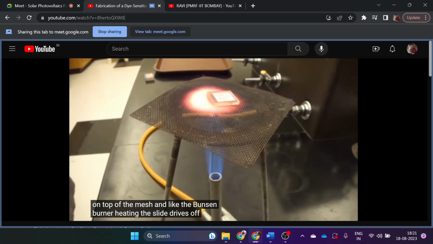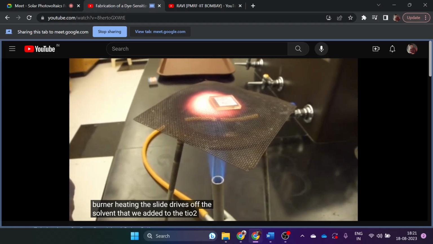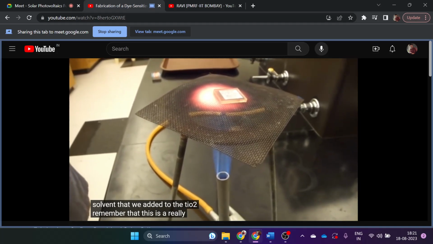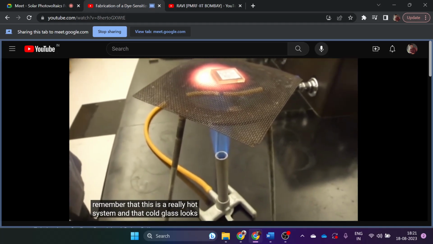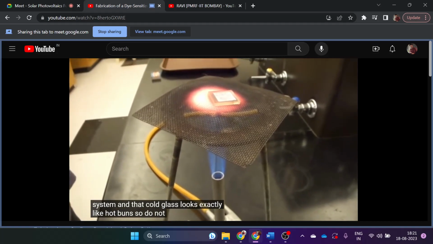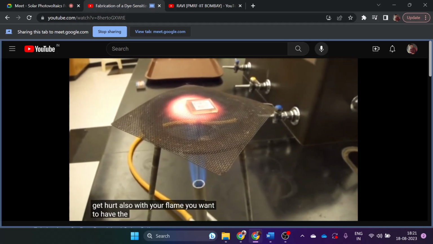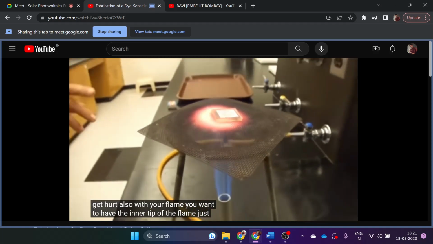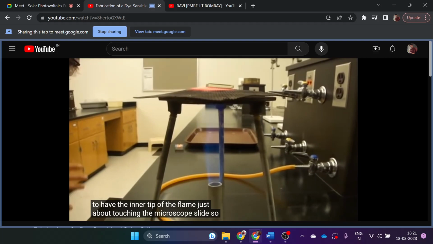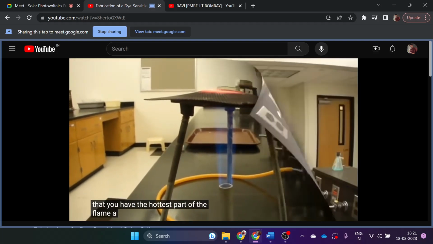Heating the slide drives off the solvent that we added to the TiO2. Remember that this is a really hot system, and that cold glass looks exactly like hot glass, so do not touch it, you will get hurt. Also, with your flame, you want to have the inner tip of the flame just about touching the microscope slide, so that you have the hottest part of the flame touching it.